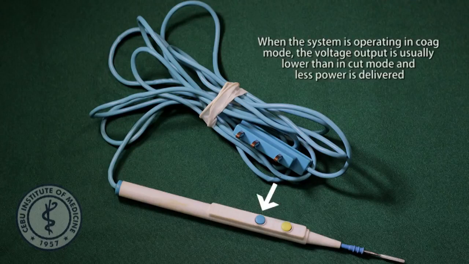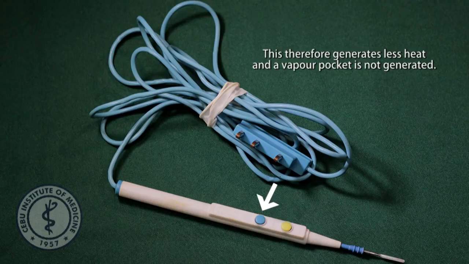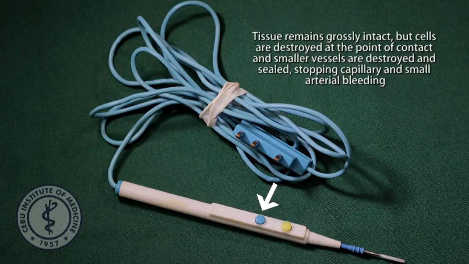Coagulation. When the system is operating in coag mode, the voltage output is usually lower than in cut mode and less power is delivered. This therefore generates less heat, and a vapor pocket is not generated. Tissue remains grossly intact, but cells are destroyed at the point of contact, and smaller vessels are destroyed and sealed, stopping capillary and small arterial bleeding.